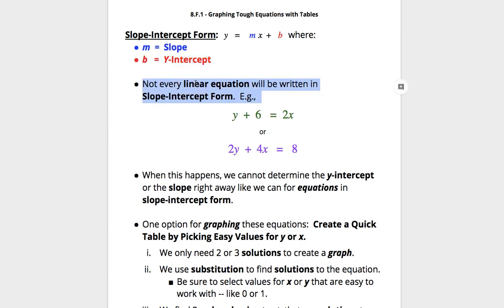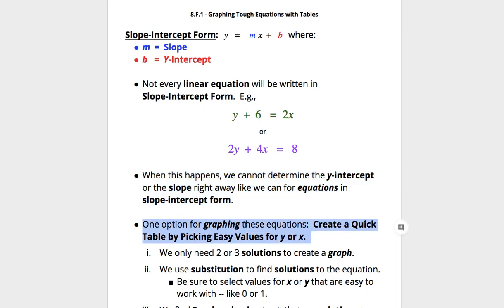But not every linear equation will be written in slope-intercept form. Two examples are shown here of equations that are not in slope-intercept form. Because of that, we don't know the y-intercept and slope right away, and we're going to have to do a little bit more work to try to graph these.